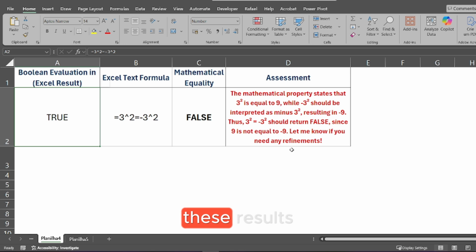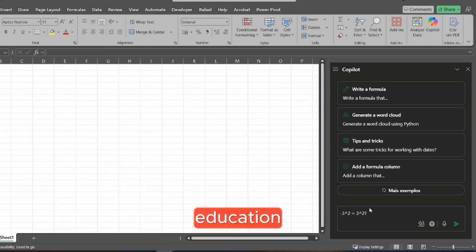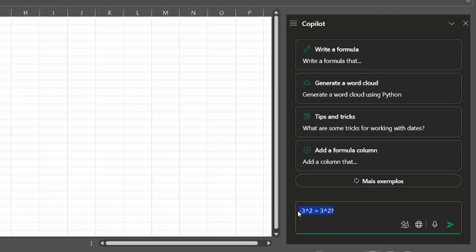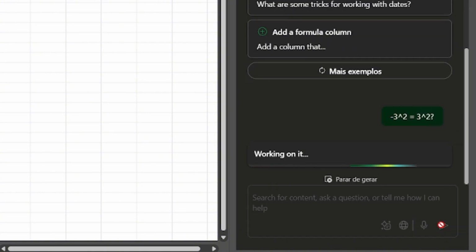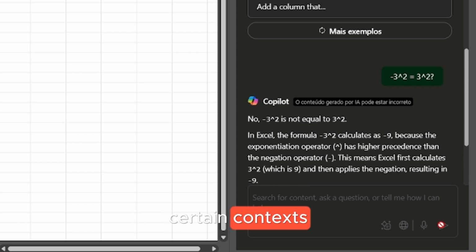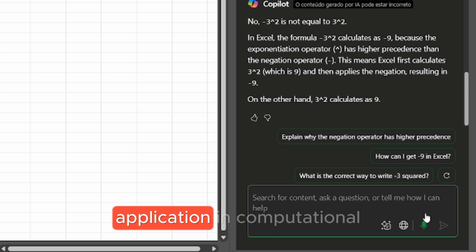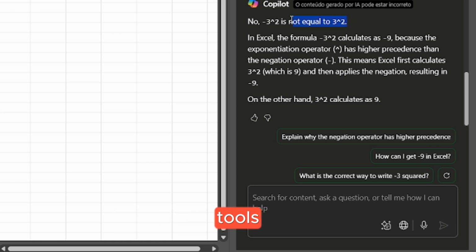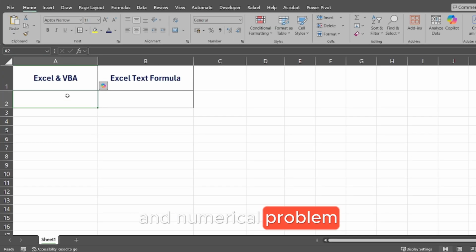This discrepancy highlights the importance of understanding operational hierarchy when using computational tools in education. Critical analysis of these results contributes to the improvement of technology use in mathematics education. The integration of Copilot AI in Excel enables advanced calculations, ensuring the accuracy of mathematical results. However, its interpretation may vary in certain contexts, highlighting challenges in the consistency of mathematical rule application in computational tools. Analyzing these cases contributes to improving the use of technology in education and numerical problem solving.